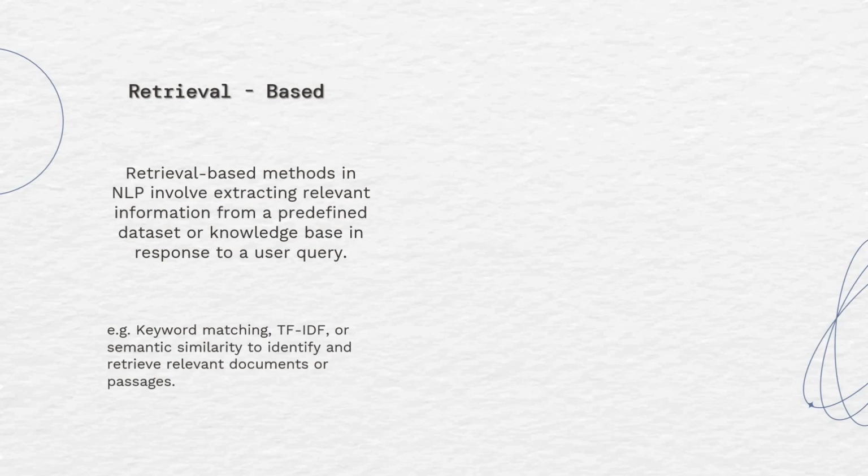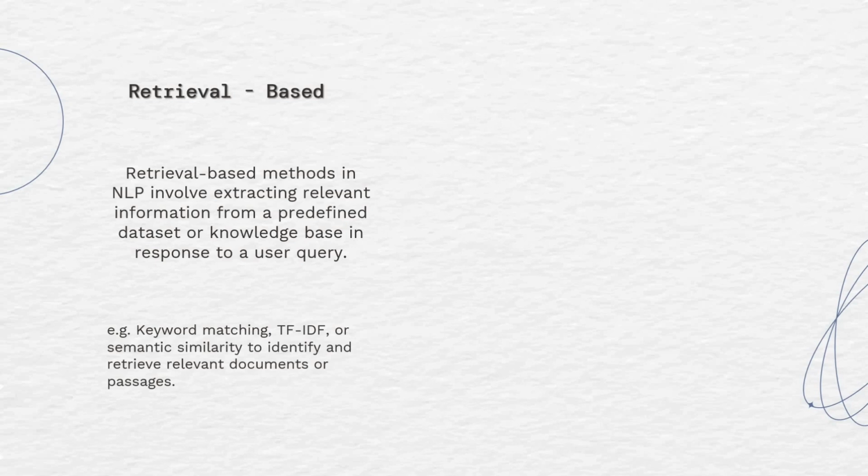And if we talk about the limitations, then these methods may struggle with understanding nuanced context or generating responses beyond the scope of the dataset, and they are inherently limited by the information available in the predefined knowledge base and may not adapt well to new or evolving queries. So again, if in the knowledge base that information which is requested is not present, then such methods fail. This is the major limitation of retrieval based methods.